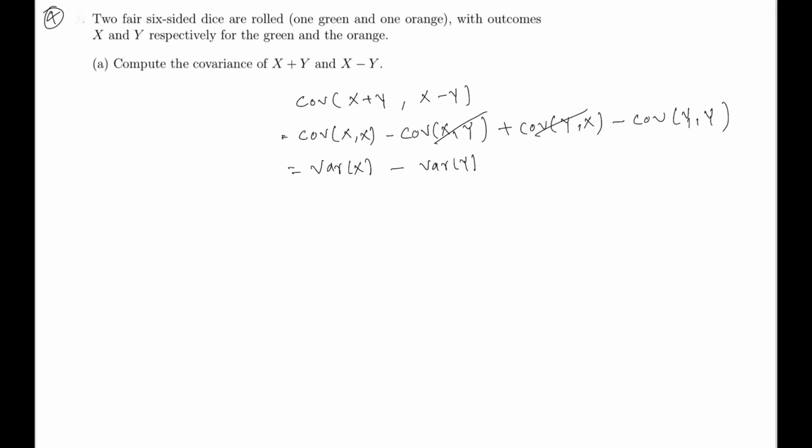What is this random variable x? How have we defined the random variables x and y? Two fair six-sided dice are rolled with outcomes x and y respectively for green and orange. So x can take the values 1 2 3 4 5 6, y can also take the values 1 2 3 4 5 6, with equal probability 1 divided by 6. So their variances would also be equal. So overall we will have the covariance between these two random variables equal to 0.